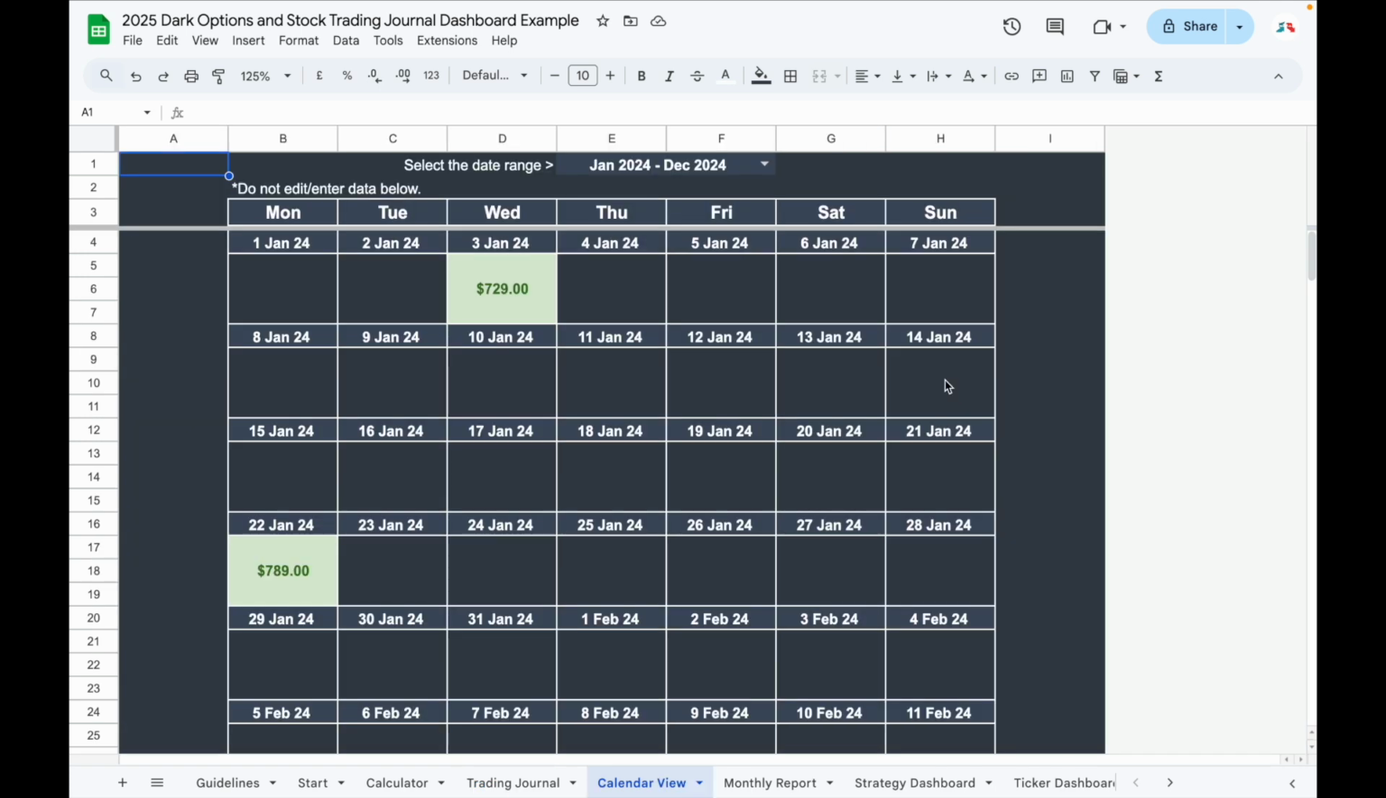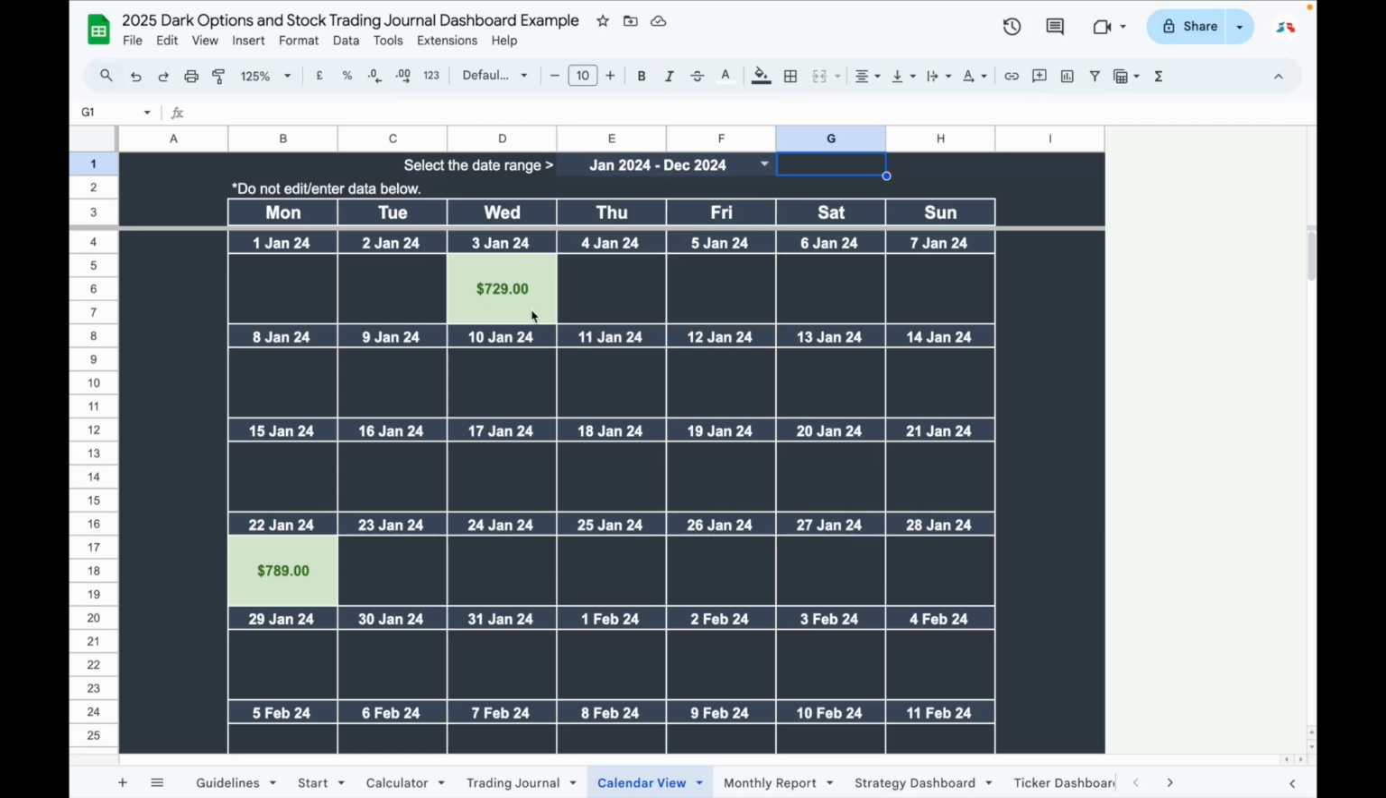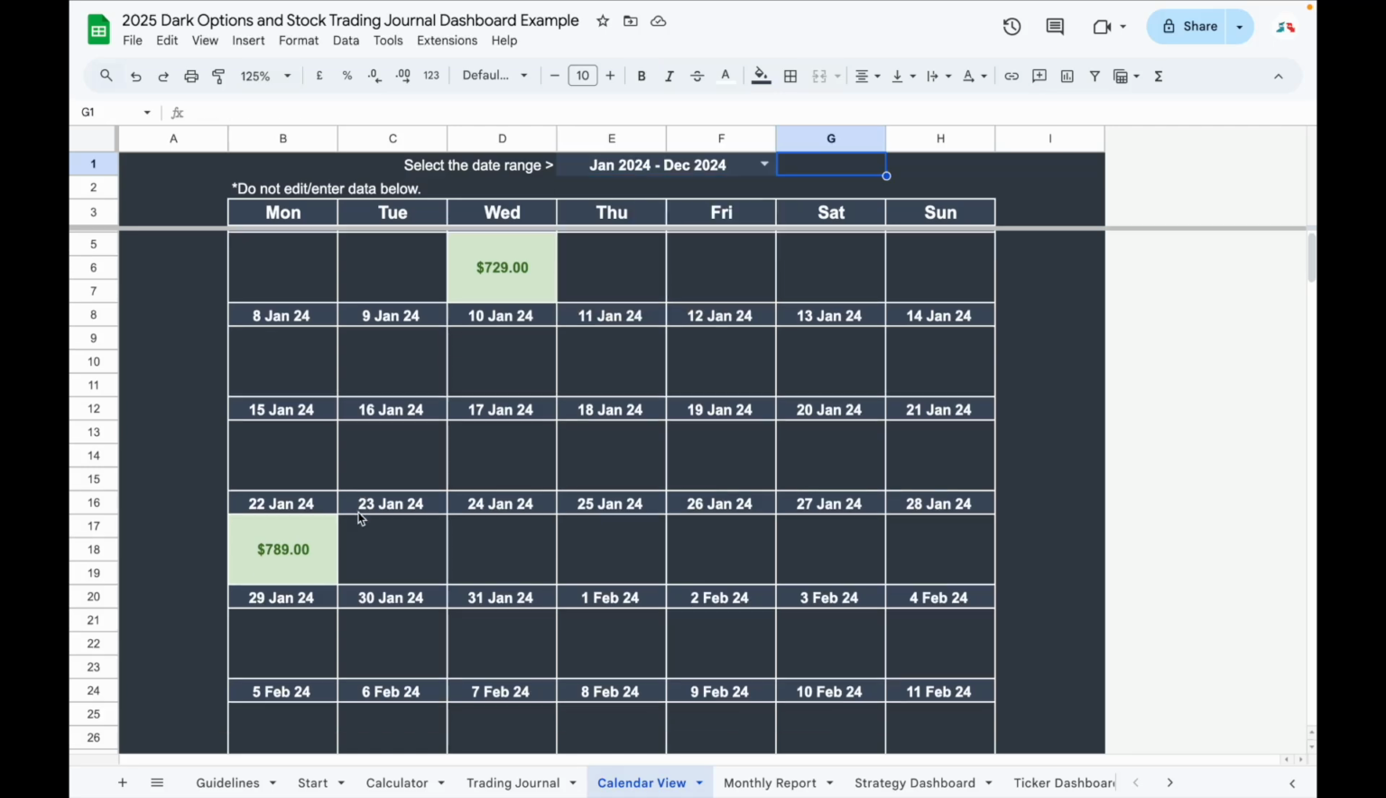Next, calendar view allows you to select a date range and view the daily P&L. At the top of the drop-down list, select the date range. You can select up to 5 years of that range. The profitable days are in green while the losing days are in red.